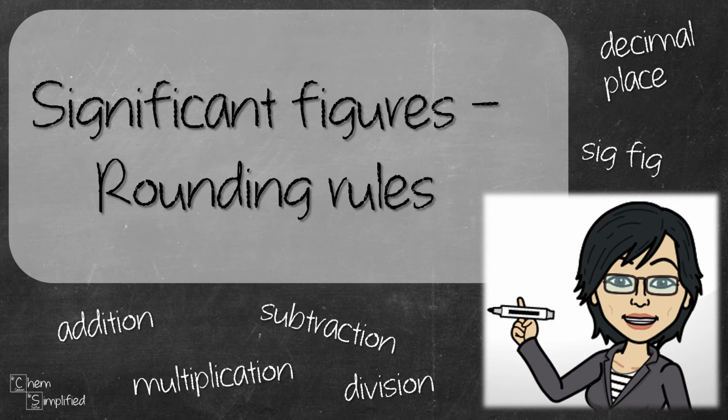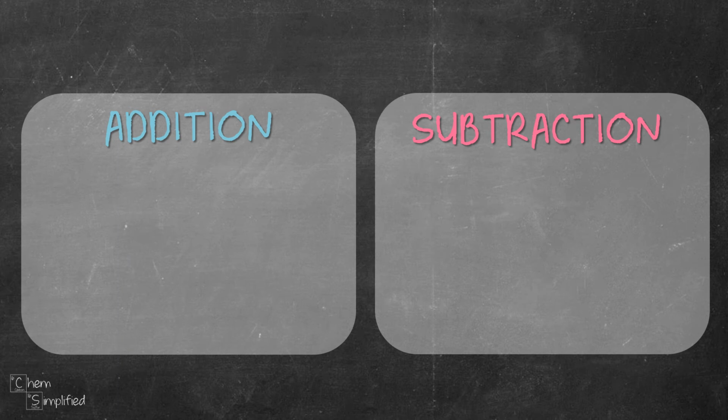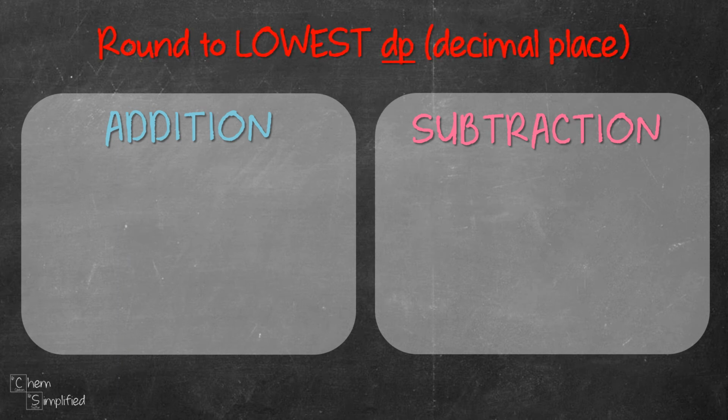In this video, we'll go through the rounding rules for significant figures when performing calculations like addition, subtraction, multiplication, and division. The rule for addition and subtraction is to round off following the lowest decimal place. Decimal place refers to the number of digits after the decimal point. Let's look at this example for addition. We have 987 plus 98.7.